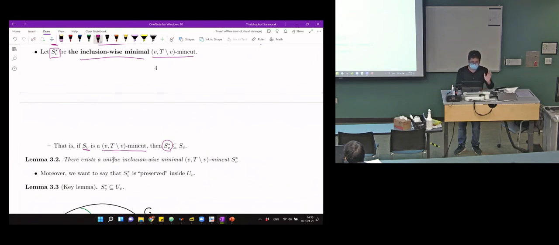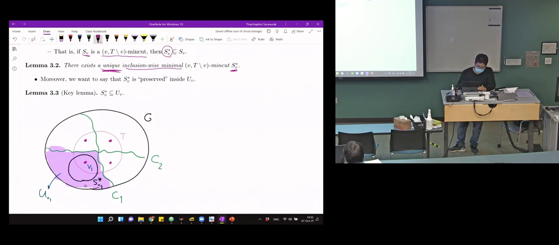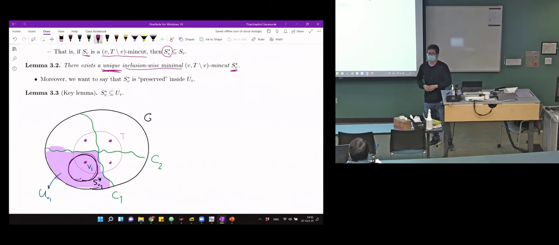I am going to claim first that there actually exists a unique cut which is inclusion-wise minimal. S star V exists. Suppose that is true. The next thing, the key lemma, is that S star V is actually contained inside UV. We're going to prove this. But suppose this is true, then it's going to be good for us.